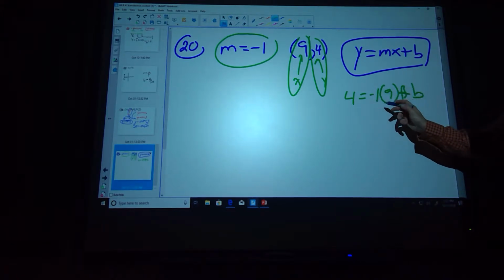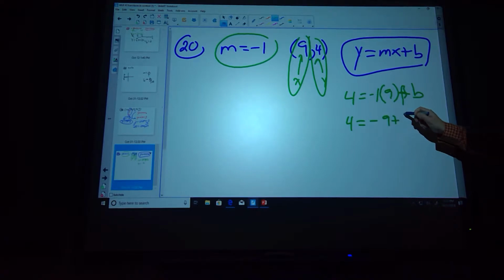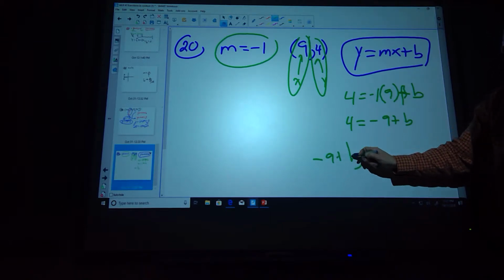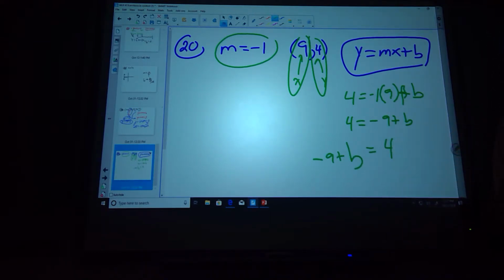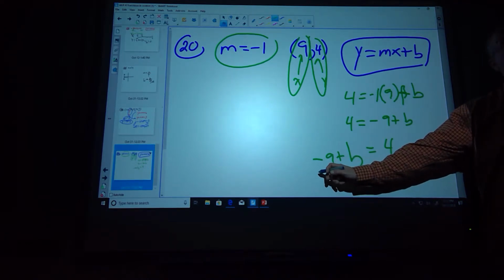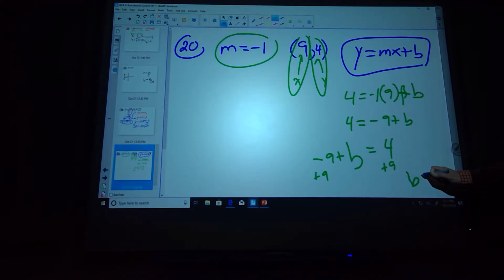Okay, so negative 1 times 9 is negative 9 plus b. How would I get b by itself? Well, I can keep b over that, can't I? Oh, I see what you're saying. So could I do this? I just flip-flop the whole thing? Then what would I do there to get b all alone? So what's opposite of negative 9? Plus 9. So add 9, add 9. So b is equal to 13.